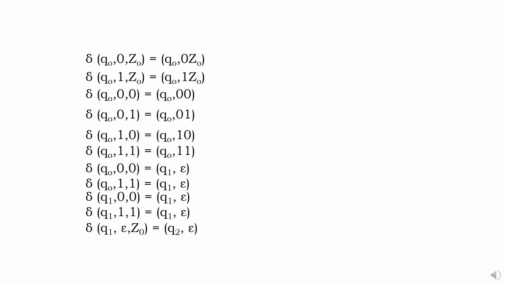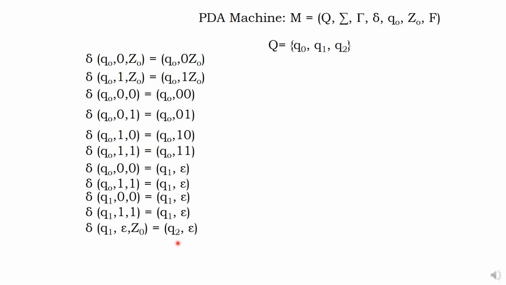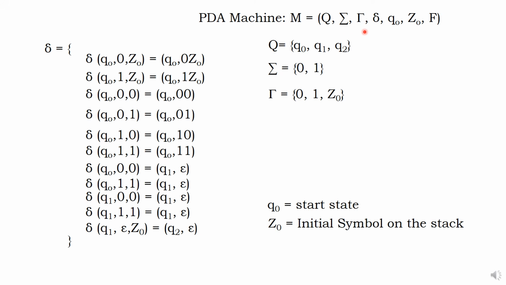Using this set of transition equations, we are going to write the machine definition. That is your M. Q is nothing but Q0, Q1, Q2. Sigma is nothing but 0, 1. Gamma is nothing but 0, 1, Z0. Delta is nothing but all these transitions. Q0 is the initial state, Z0 is the top of the stack, F is the final state which is Q2. With this, I would like to complete the PDA problem.